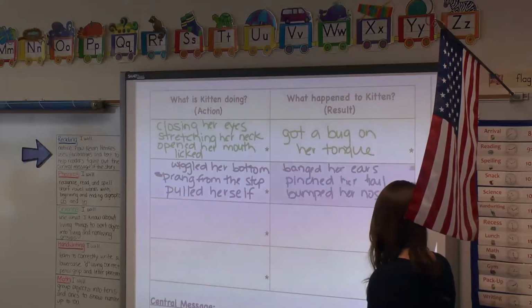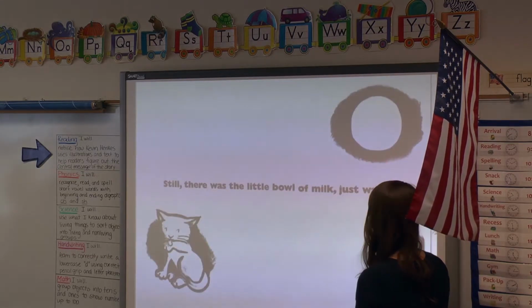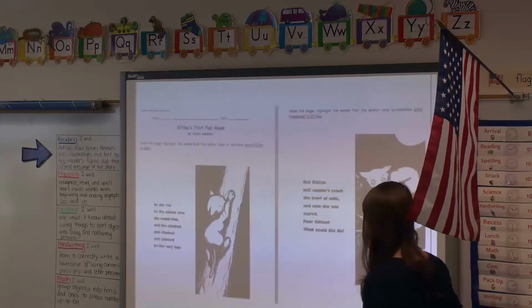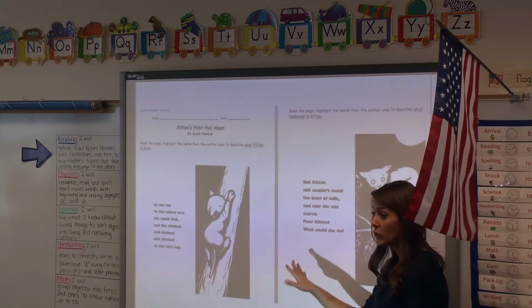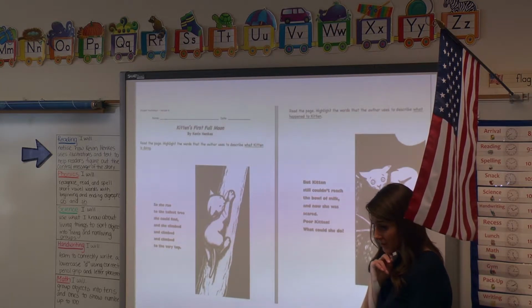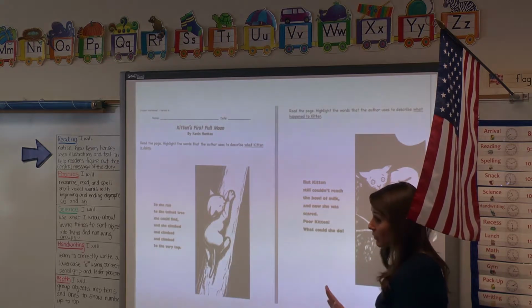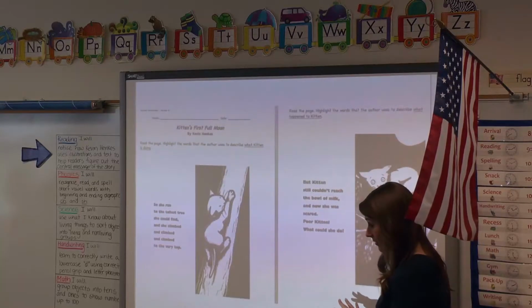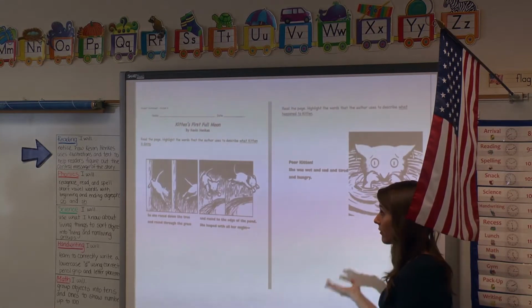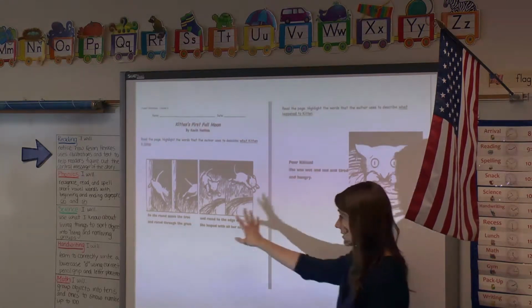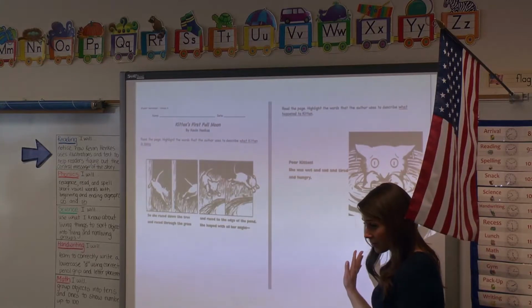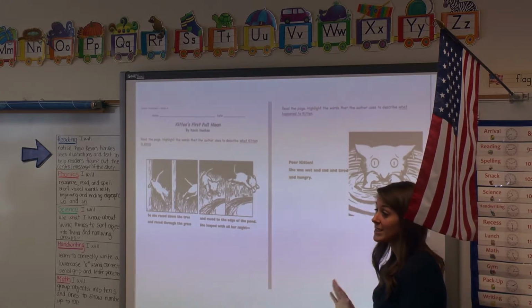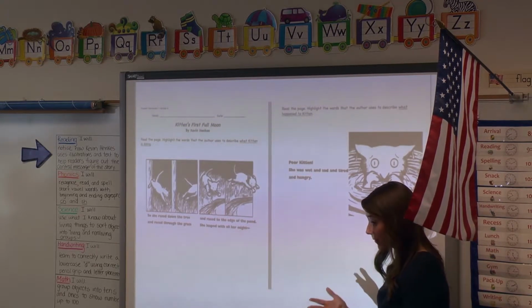So now, okay, your job is going to be, you are going to try it at your desks. So I have two different worksheets. Some of your worksheets are going to look like this. This is the front and this is the back, okay? Other friends are going to have a worksheet that looks like this. This is the front, this is the back, okay? You're going to be doing the same thing, it's just different pages from the book.